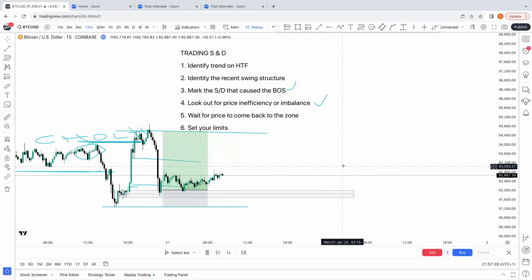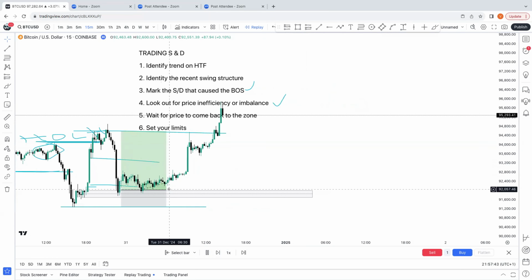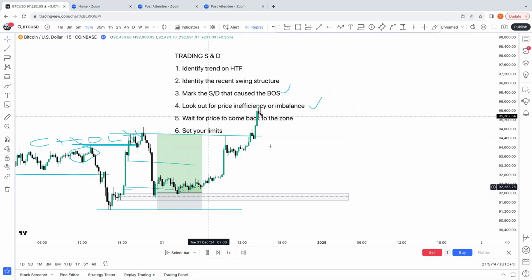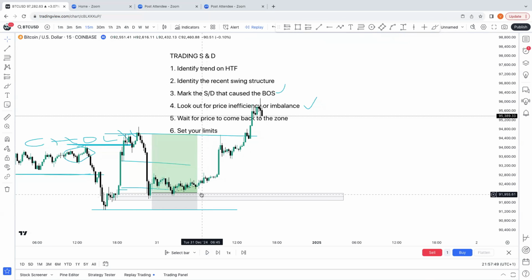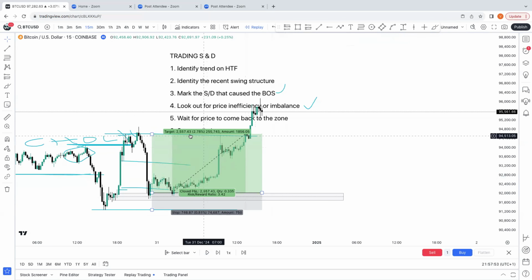Okay, let's see how it's going to go. Still playing out. And then boom, boom, right? Boom. Price has played out, giving us a very, very good trade, right? A very good trade.